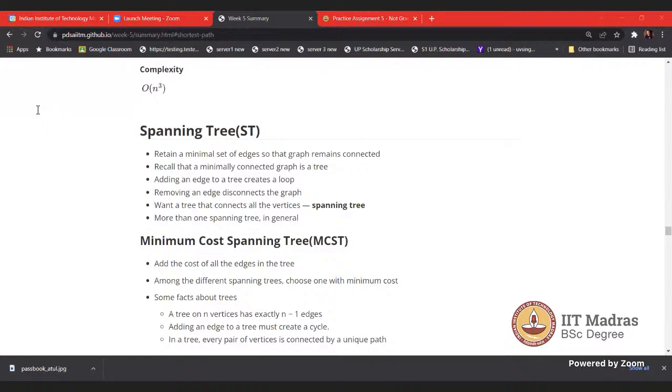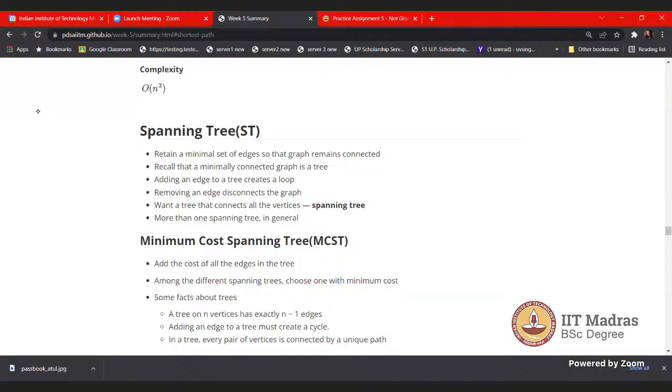Retain a minimal set of edges so that the graph remains connected. So the graph remains connected after removing the edges. Recall that a minimal connected graph is a tree: adding an edge to a tree creates a loop. So after creating a spanning tree, if we add any edge, it creates a cycle in our tree. Removing an edge disconnects the graph. So after creating a spanning tree, if you remove any edge, it becomes a disconnected graph. So we want a tree that connects all the vertices. This is the spanning tree definition.